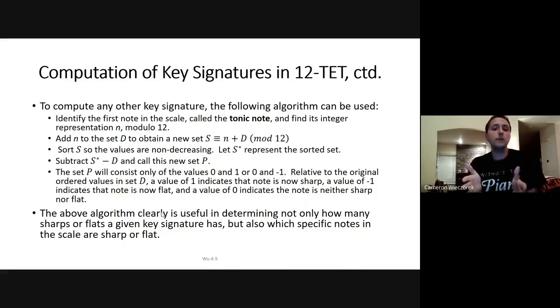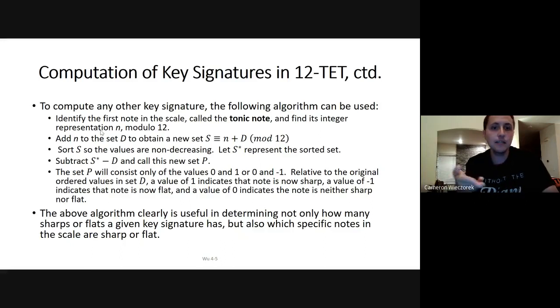So if I start with a C major scale and I want to compute any other key signature, I can use the following algorithm. I'm going to lay it out, and then I'm going to go through a couple examples for how to use it. The first thing you do is identify the first note in the scale, which is what we call the tonic note, and we find its integer representation, we'll call it n, working mod 12. So we just find the integer of the tonic note.